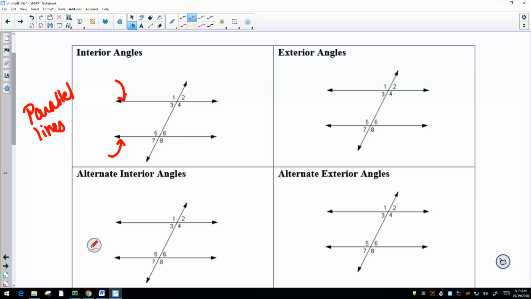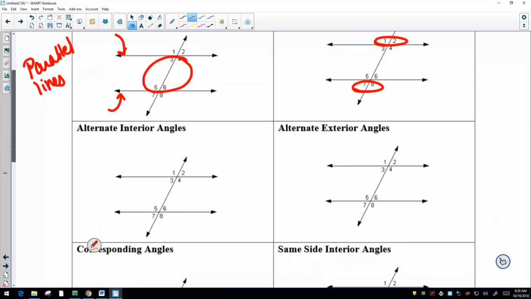So as far as interior angles, I want to look on the inside of my parallel lines, and that would be those four angles, 3, 4, 5, and 6. When I'm looking at exterior angles, I want angles on the outside. So I'm looking at maybe 1 and 2, 7 and 8. I could call those exterior angles.